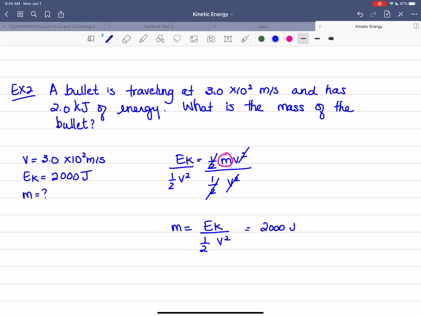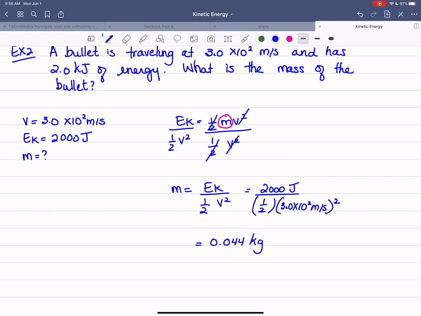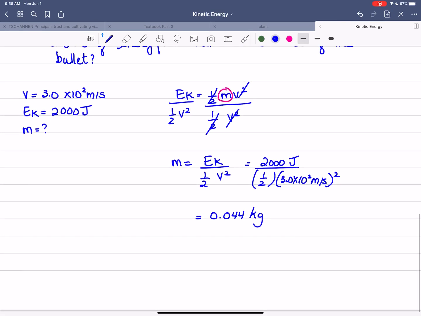So 2,000 joules, and here we have 3.0 times 10 to the 2, squared. All right, so divide 2,000 by 0.5 first, and then divide again by 3.0 times 10 to the 2, or 300 squared. And so the answer here you're going to get is 0.044 kilograms. Okay, and we want the answer to 2 significant digits, so I could leave it at that.